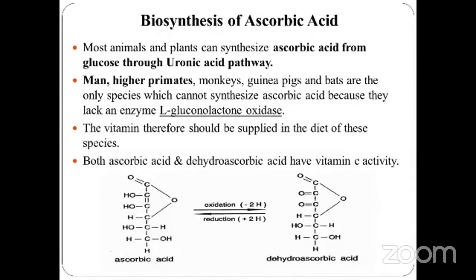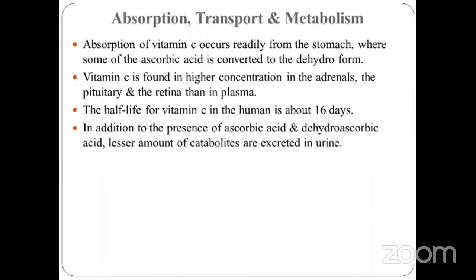Now, next point, we'll discuss its absorption, transport and metabolism. See, absorption of vitamin C readily occurs in the stomach, where some of the ascorbic acid is converted to its dehydro form, that is dehydroascorbic acid. As we know, ascorbic acid and the dehydro form are the active forms of the vitamin. Vitamin C is found in higher concentration in the adrenal glands, pituitary gland, and retina as compared to plasma.